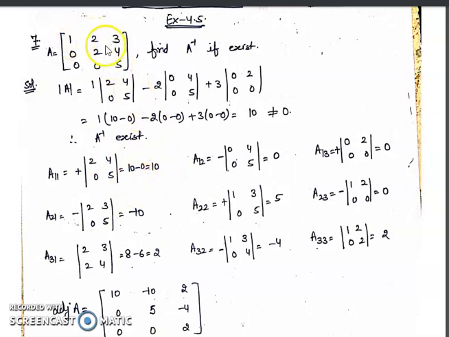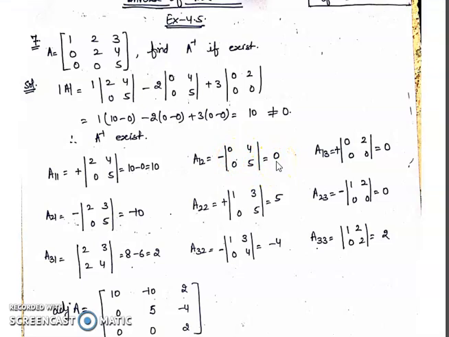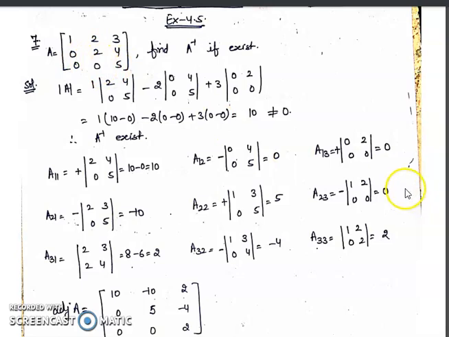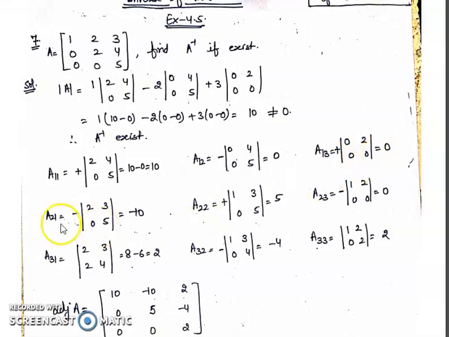A12: the first row and second column are deleted, leaving 0 4, 0 5. Here the first column is 0, so the value of the determinant is 0. A13: the first row and third column are deleted, leaving 0 2, 0 0. Here a row is 0, so the value of the determinant is 0.